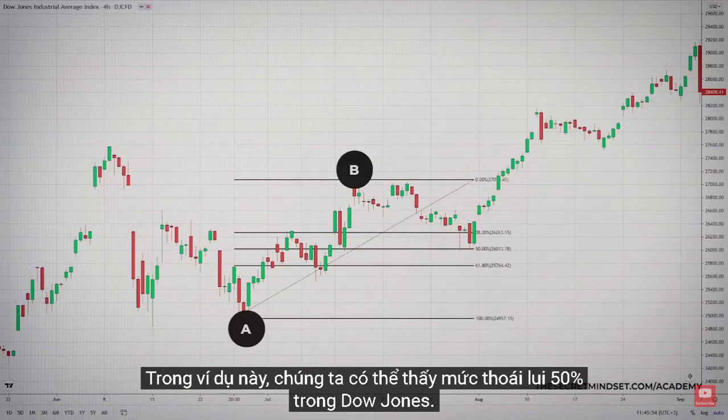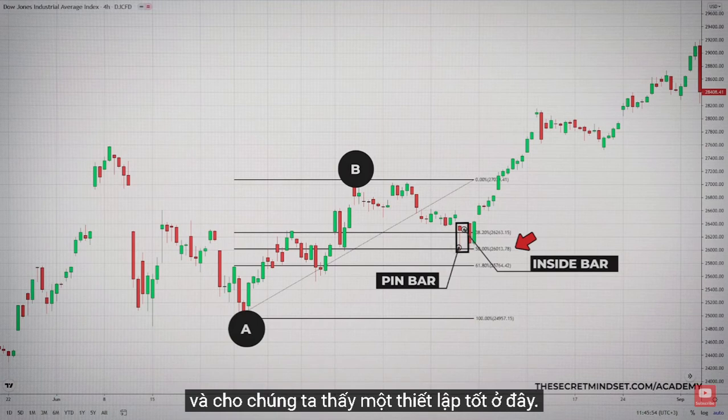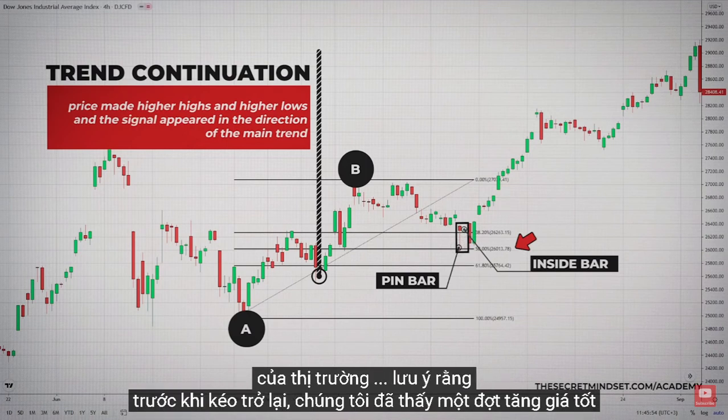In this example, we can see a 50% retrace in the Dow Jones. The 50% retracement and the pin bar inside bar signal both came together at one common point and showed us a nice setup here. And what you should take away from this example is that it was also in line with the general direction of the market.